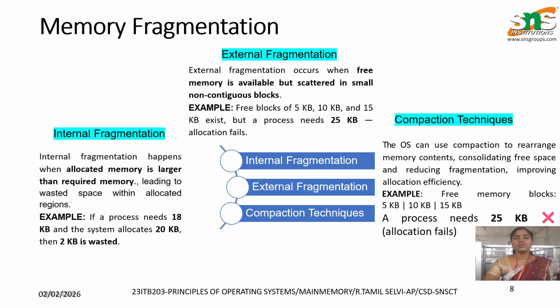So the OS can use the compaction technique to rearrange the memory content wherever the free space is available, reducing the fragmentation, which improves the allocation efficiency. For example, consider in our memory we have three free memory blocks, that is 5 KB, 10 KB and 15 KB in size. The new process needs 25 KB, so continuous allocation fails. After using the compaction technique by rearranging memory contents all together, we can allocate this 25 KB to the new process.